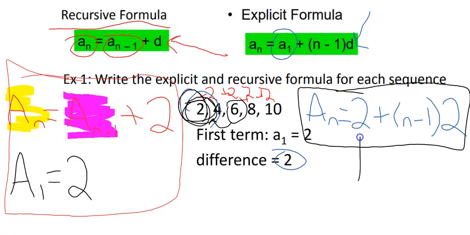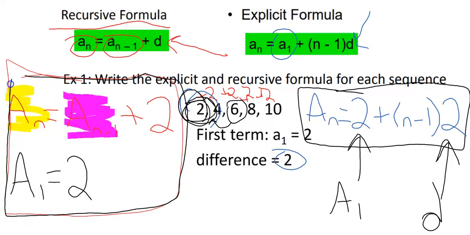I want to know my initial term, so this is my a1 term, and I need to know my common difference, which is d. Really, that's all there is to it. Explicit formulas, we write one function. For our recursive formulas, we always have to write 2, because we always have to include that initial value.